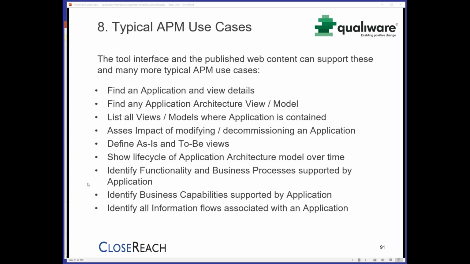And I would say that this is an easy target for a lot of organizations. Whether you're going to use QualiWare for your APM or whether you do right now, your business users want to know what systems are supporting my business, what capabilities are being delivered by whatever application.